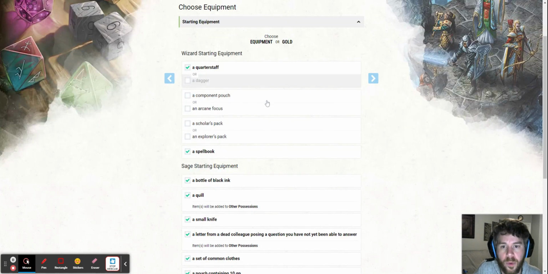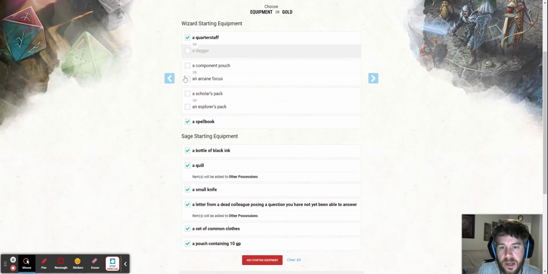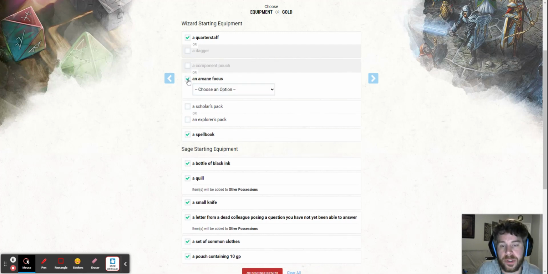Quarterstaff, kind of a walking stick, right? Depending on the kind of game you're running, component pouch is really cool. Liam O'Brien does a really good job of showing this in Critical Role in their second season. Arcane Focus is going to be good if your DM, like many, just hand waves the idea of components and needing those materials and everything. So Arcane Focus is a good one.